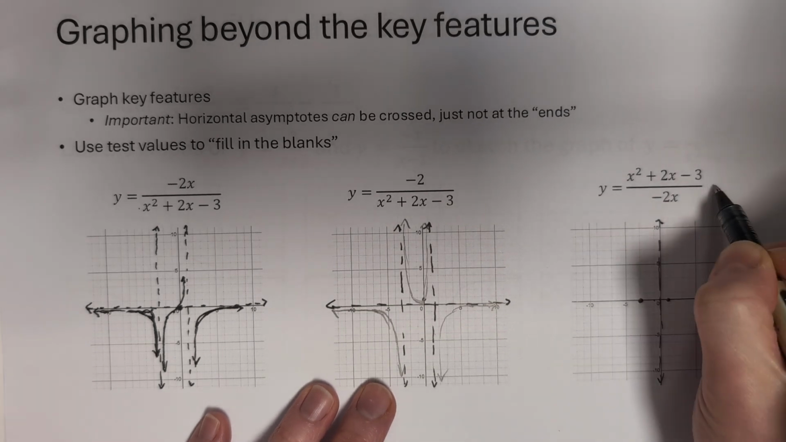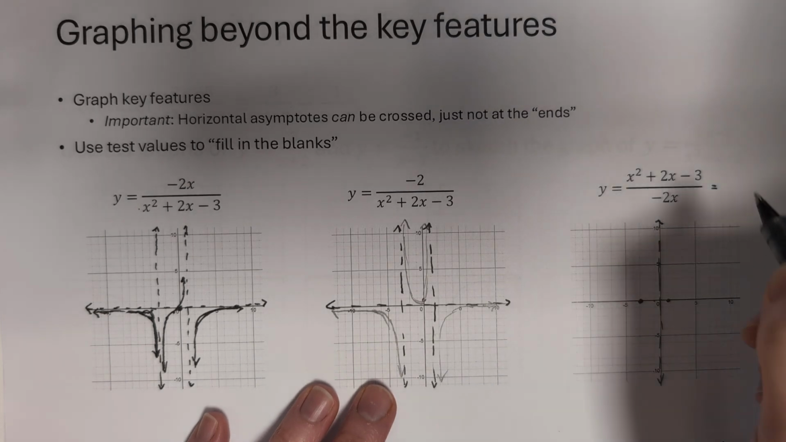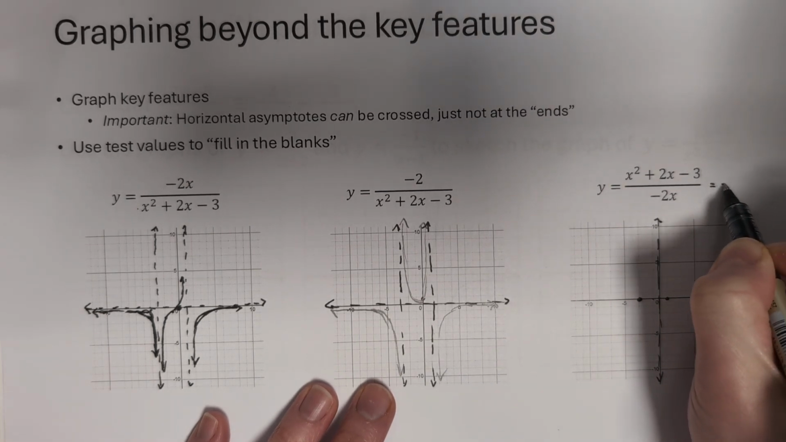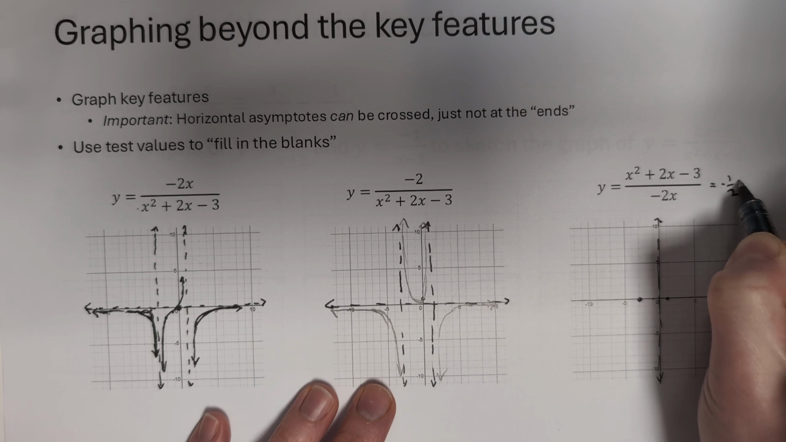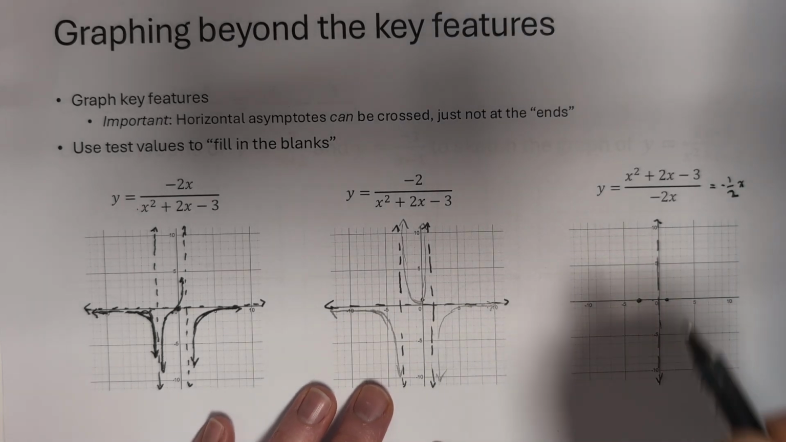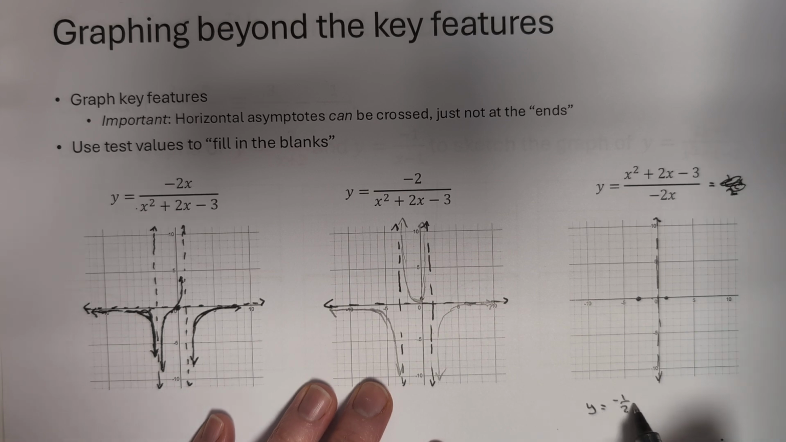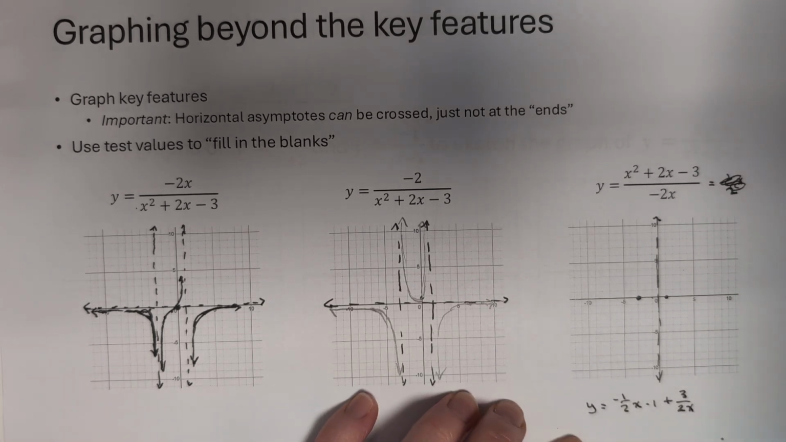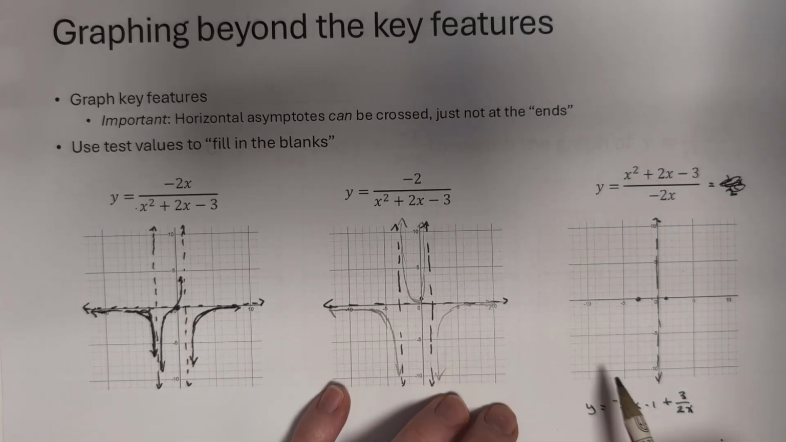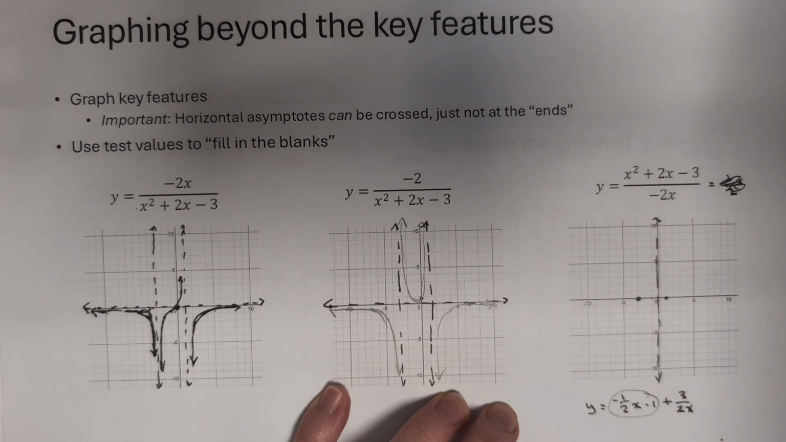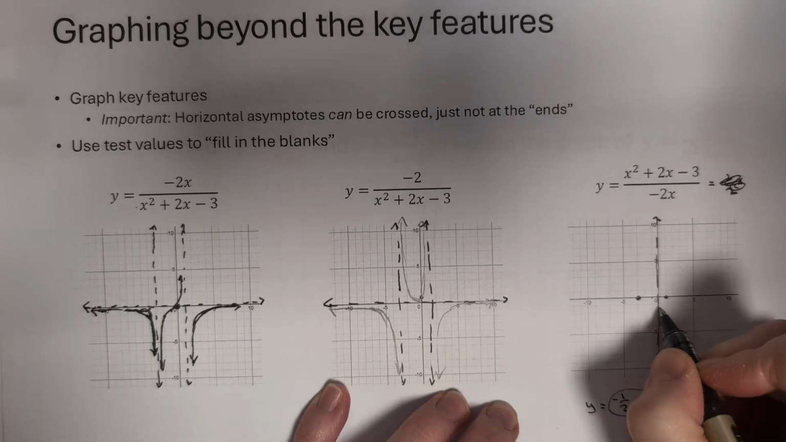And if you do polynomial long division on this, you get that this equals negative 1/2 x minus 1. Put this in a spot that's not so clear, so let me do it down here. Negative 1/2 x minus 1. And then we have the remainder of negative 3. Negative 3 divided by negative 2x is going to be 3 over 2x. So this here, the negative 1/2 x minus 1, is going to be the oblique asymptote. And you guys all know how to graph a line.